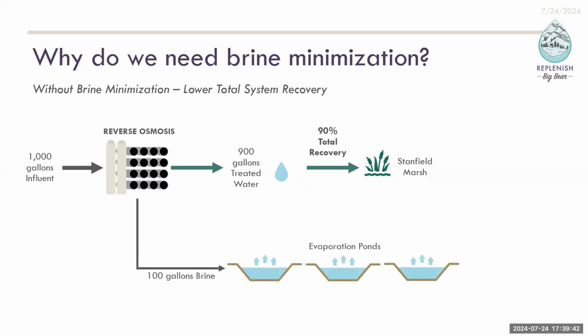And that requires infrastructure. In this case, we're looking at evaporation ponds. So we're noting here we need more evaporation ponds with a lower total recovery. That brine would ultimately have to be disposed of off-site all the way.